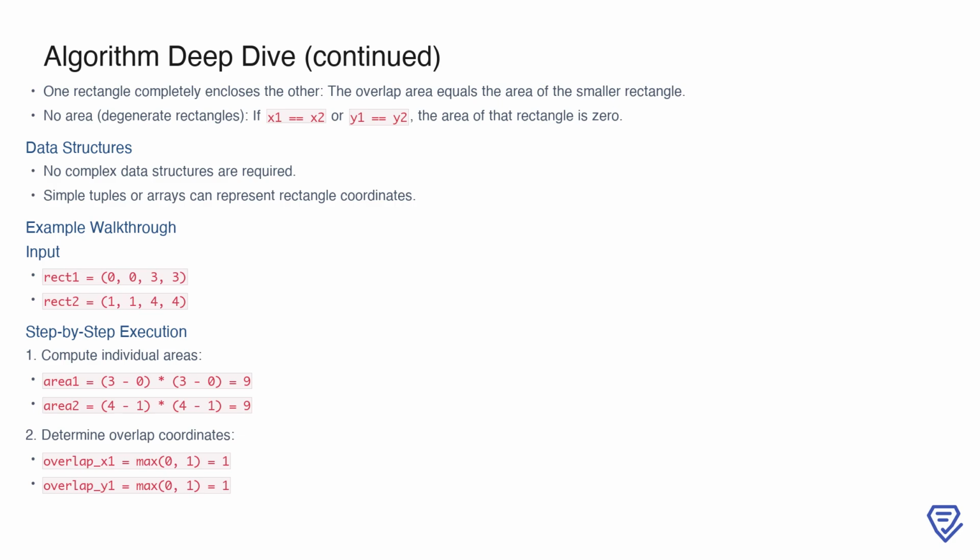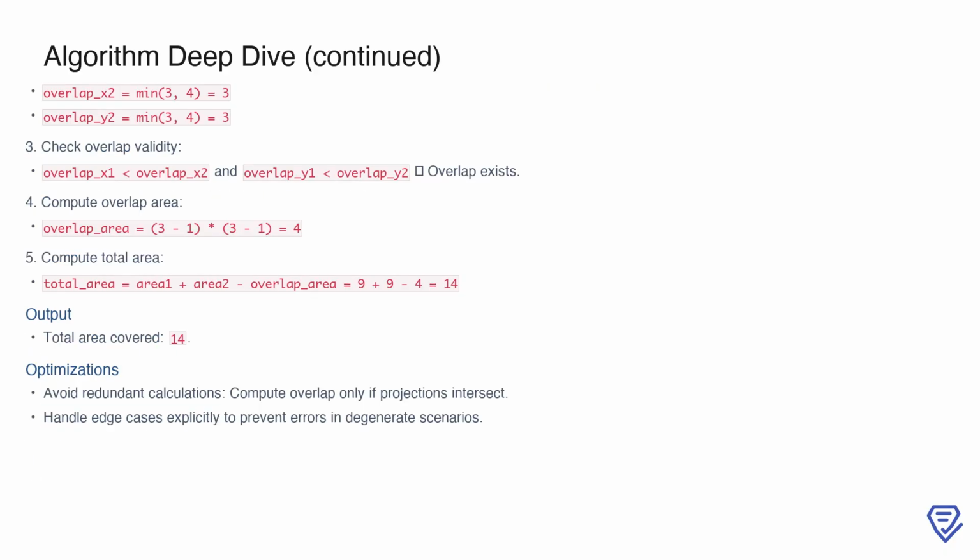With the individual areas calculated, we proceed to find the coordinates of the overlapping region. The coordinates of the overlapping region are computed as follows. overlap_x1 equals max(0, 1) equals 1, overlap_y1 equals max(0, 1) equals 1, overlap_x2 equals min(3, 4) equals 3, and overlap_y2 equals min(3, 4) equals 3. Since overlap_x1 < overlap_x2 and overlap_y1 < overlap_y2, the rectangles do overlap. The overlap area is then calculated as (3 - 1) * (3 - 1), which is equal to 4.